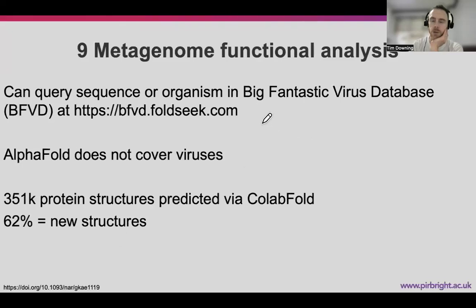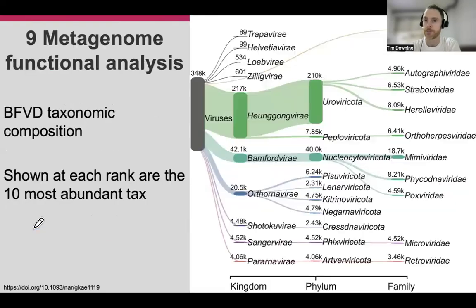Another one which we won't try, but you should be aware of, is the Big Fantastic Viral Database, which contains structural information for many, many viral species and their known fragments of genes or proteins. And this is important because AlphaFold doesn't include viruses, so there's no viral information there. This predicted 351,000 protein structures with ColabFold, 62% of which are new. And therefore, you can use aspects of this information to inform your research.